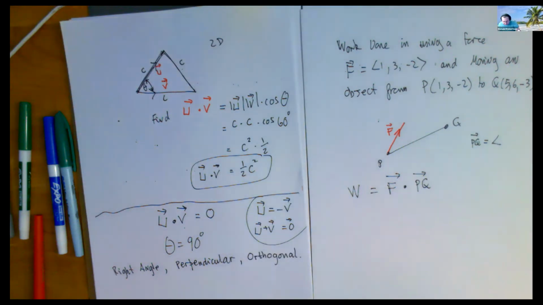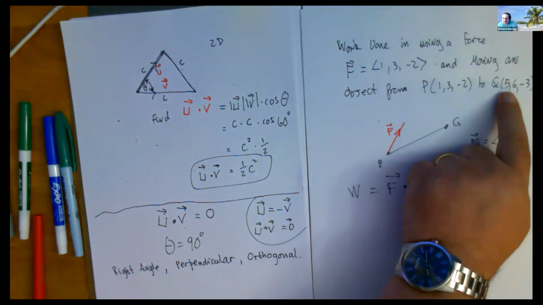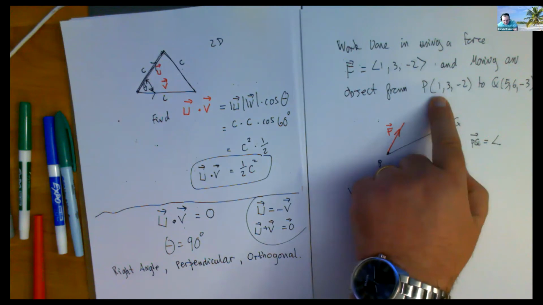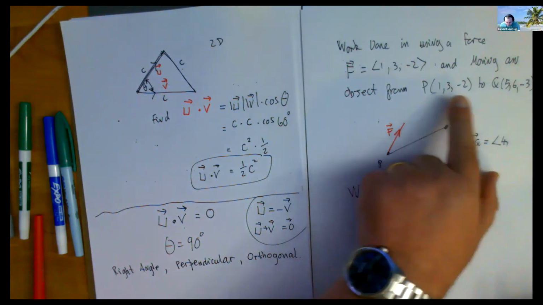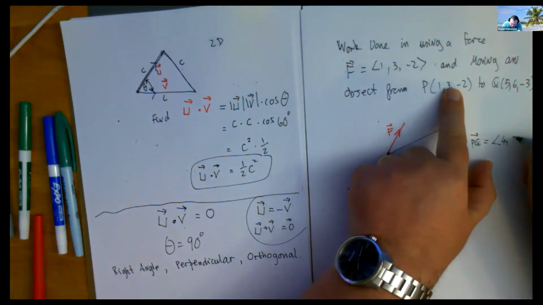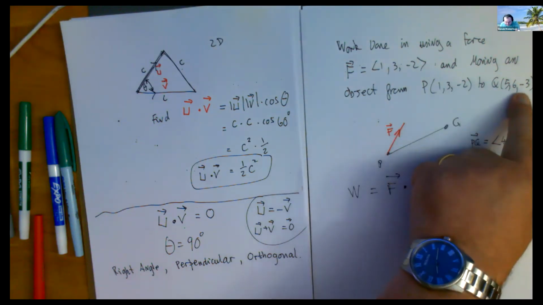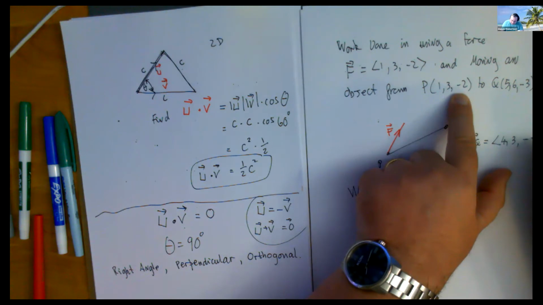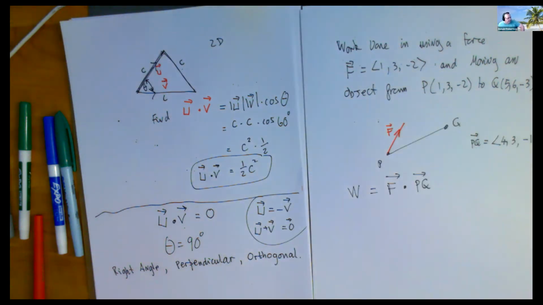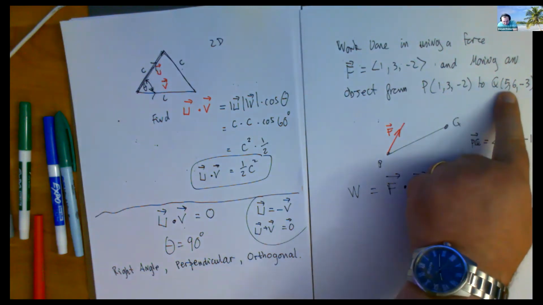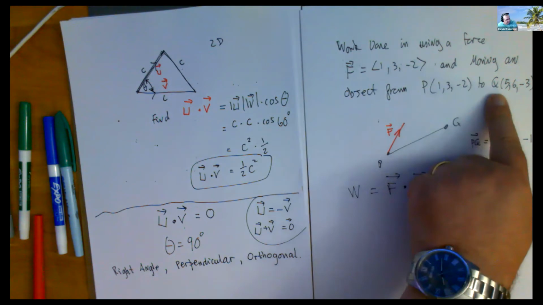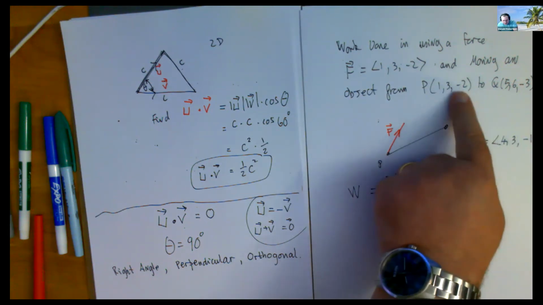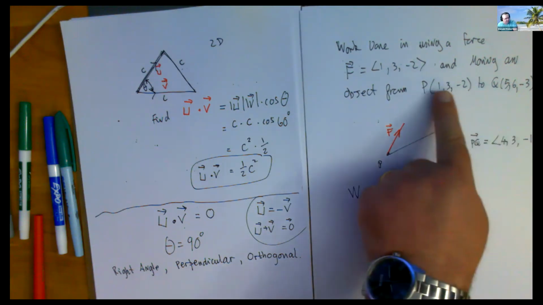And I'll do my usual shortcut. Remember, we talk about second takeaway first. So 5 take away 1 gets you 4. 6 take away 3 gets you 3. -3 take away -2 gets you -1. So that's the quick way of finding a vector joining 2 points. Take the x coordinate of Q and subtract the x coordinate of P, right? Y coordinates, Z coordinates. What I call second takeaway first.